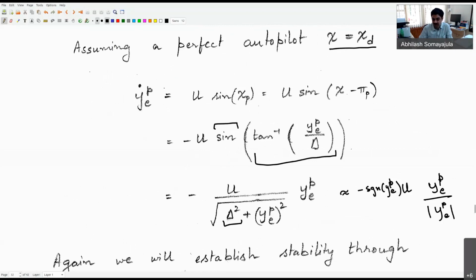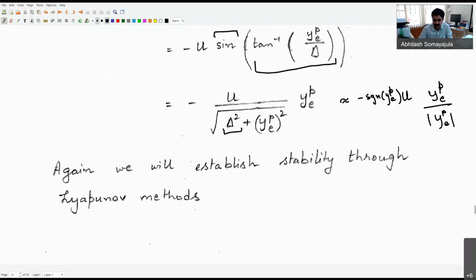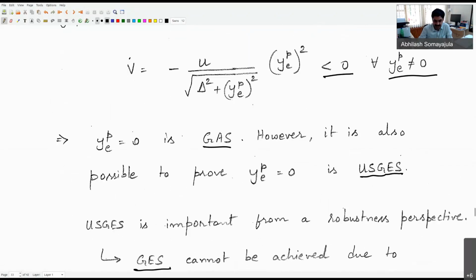It actually depends on the initial choice of where the trajectories are lying. The region of attraction actually depends on that. That's what we saw in the previous class. So that is why we have this semi-global exponential stability.